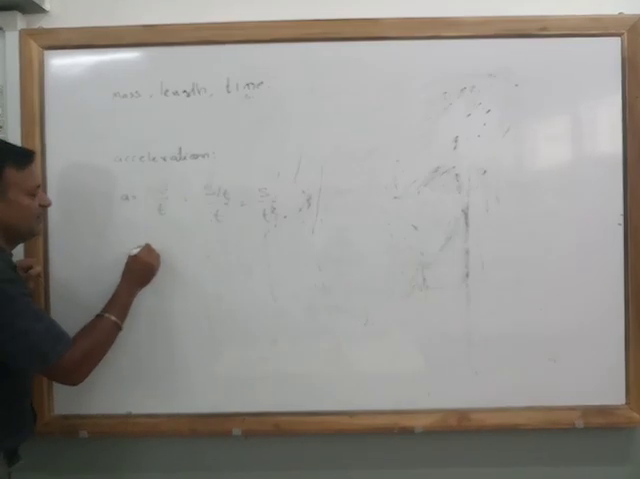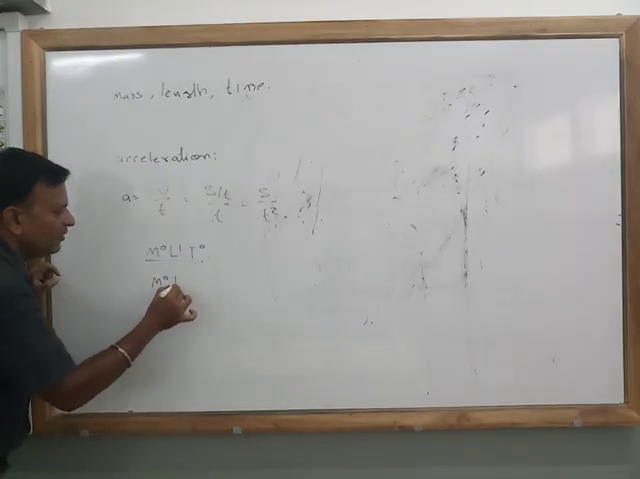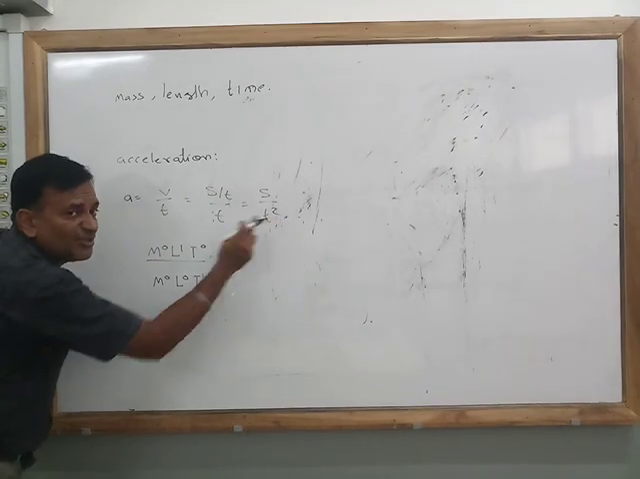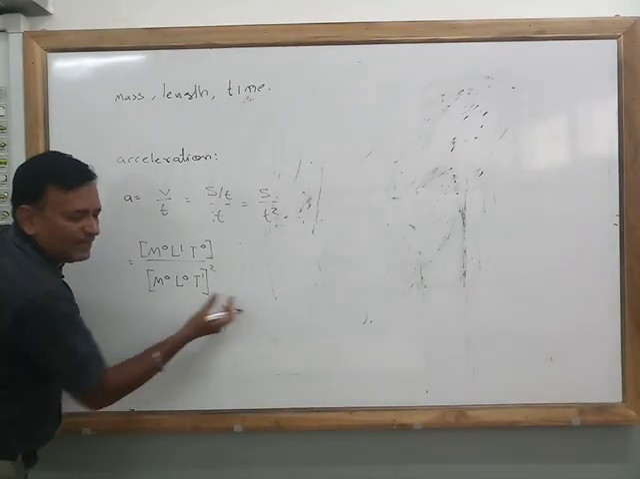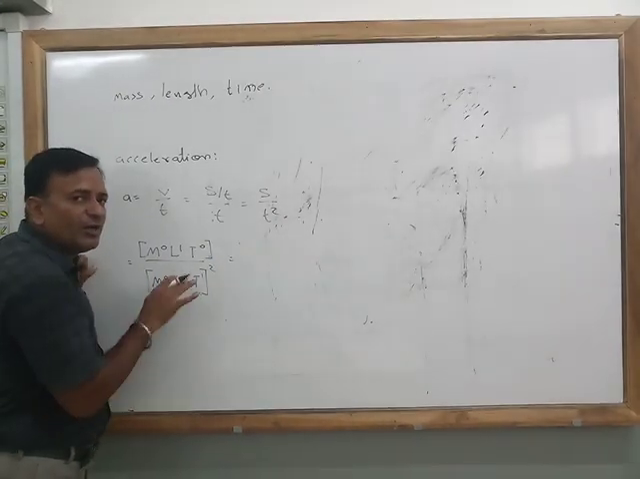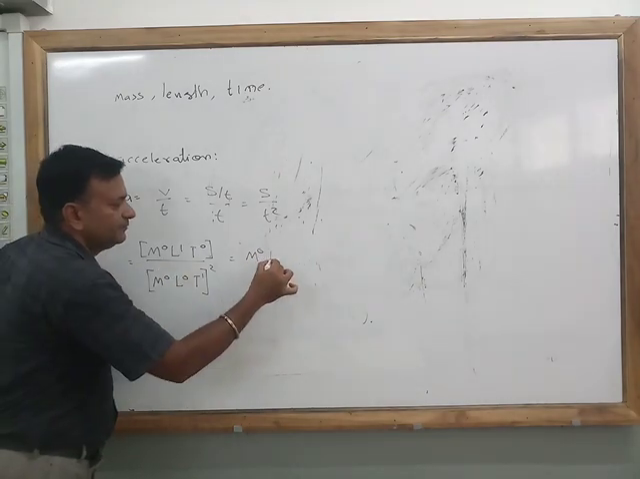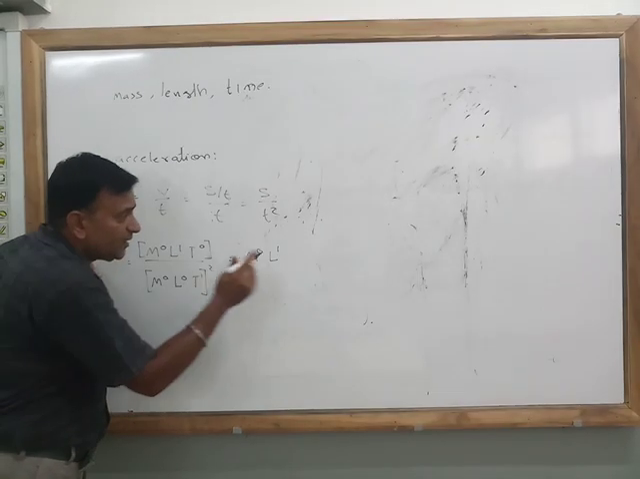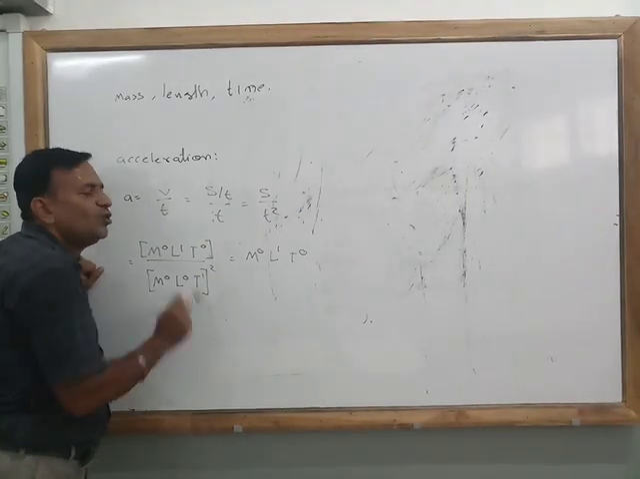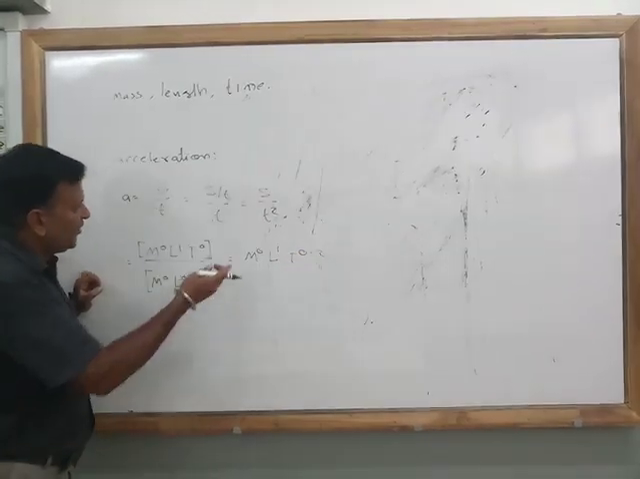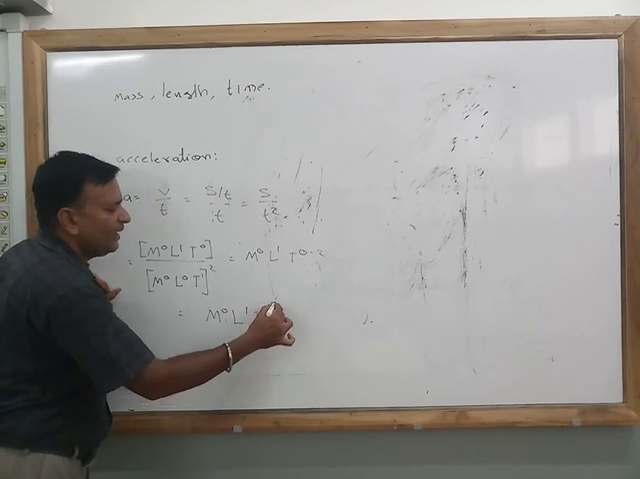Distance. What are the dimensions of distance? M0, L1, T0. Time: M0, L0, T1. Now, because the time is squared, we will have to square its dimensional expression also. Or you can write it two times, time into time. Now, solving this, what do you get? M0, L1, T0 divided by T to the power 1, which is squared. And when you take it in the numerator, what does it become? Minus 2. So finally, the dimensional expression of acceleration is M0, L1, T minus 2.